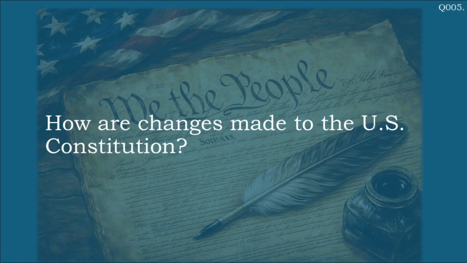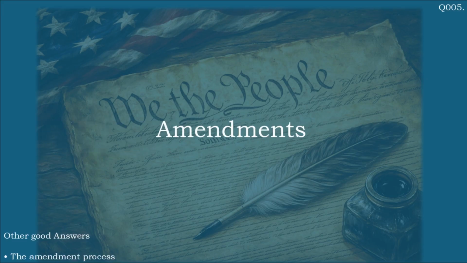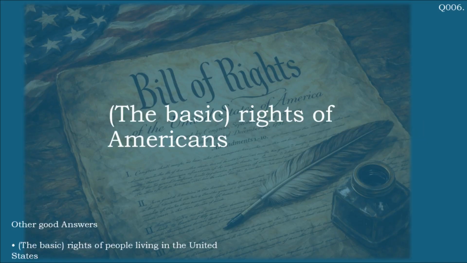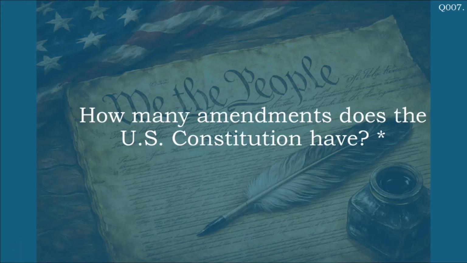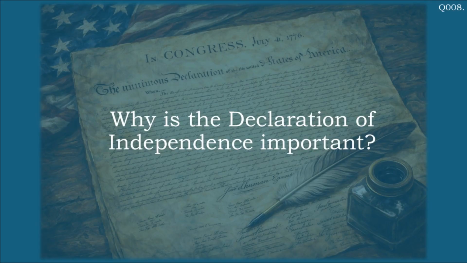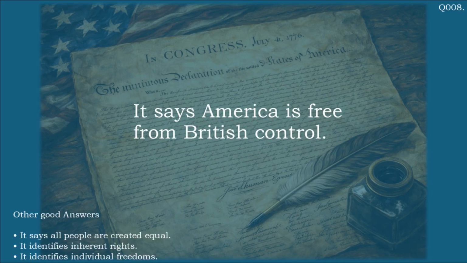How are changes made to the U.S. Constitution? Amendments. What does the Bill of Rights protect? The basic rights of Americans. How many amendments does the U.S. Constitution have? 27. Why is the Declaration of Independence important? It says America is free from British control.